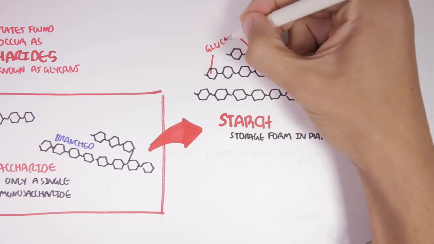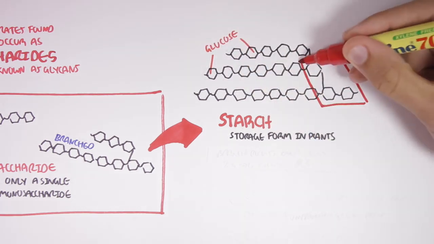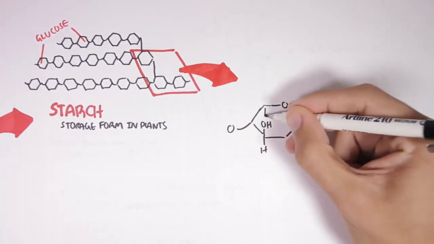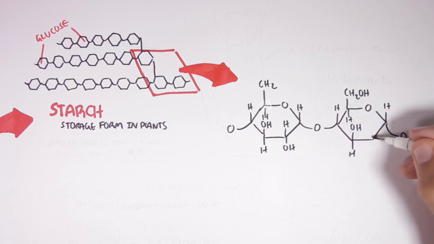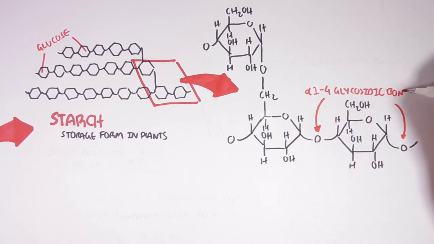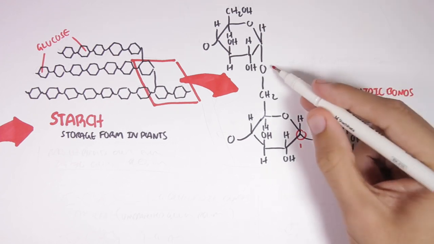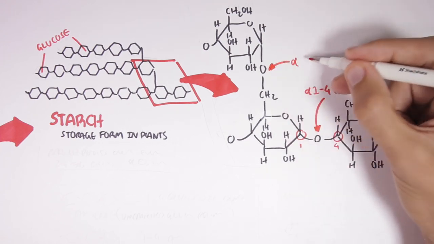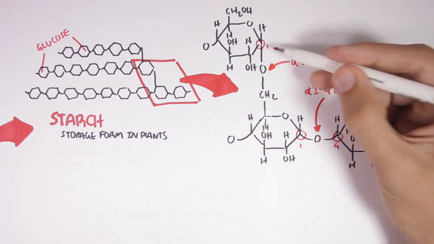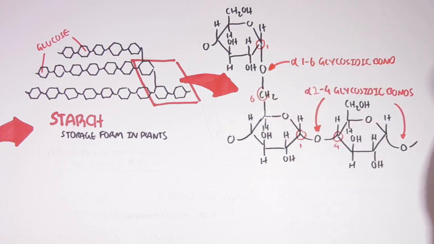Starch is only made up of glucose because it is a homopolysaccharide. Let us zoom into this area here and learn a bit about the bonds. So here we have our regular alpha-1,4 glycosidic bond between two glucose molecules. And this is because carbon number 1 and carbon number 4 of these glucose molecules are involved in the linking process. However, the branching point here is actually an alpha-1,6 glycosidic bond between two glucose molecules. And that is because carbon number 1 of this glucose and carbon number 6 here are involved in the linking process.